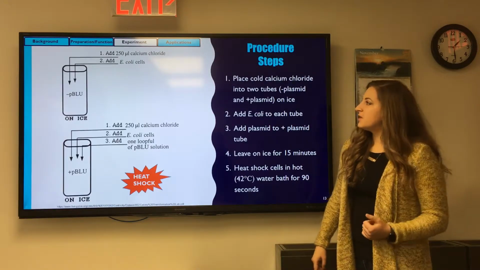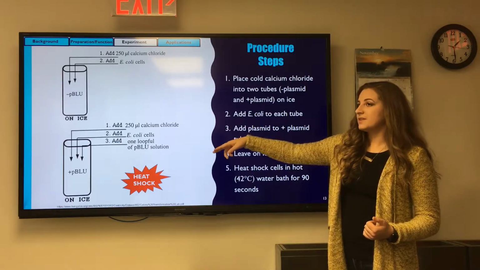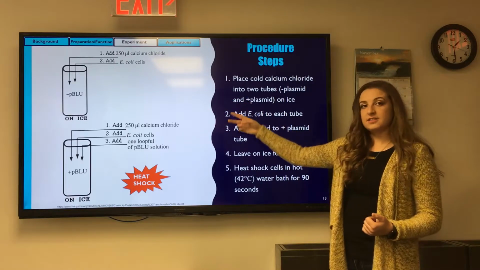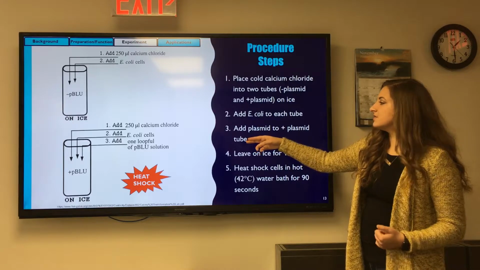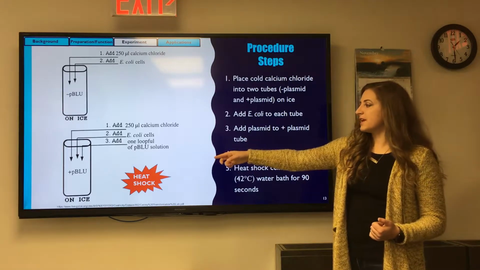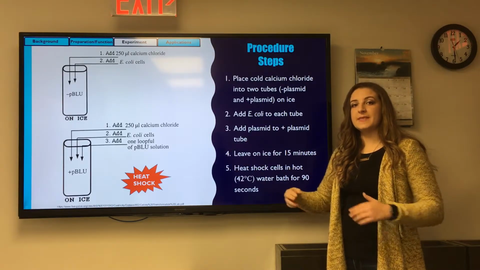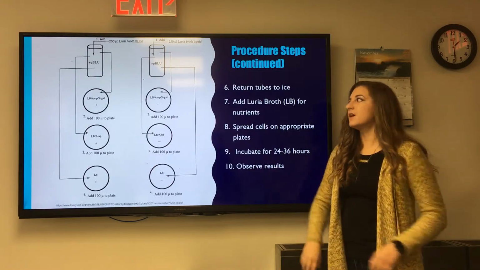So to initiate the experiment, we have 2 tubes, one that will contain the plasmid and one that does not. Calcium chloride is added to both tubes, as well as E. coli or bacterial cells, and the plasmid is added to the plus plasmid tube. Tubes are put on ice and then heat shocked to cause the plasmid to be taken up.